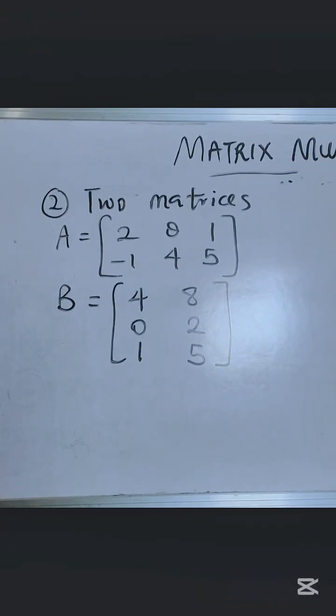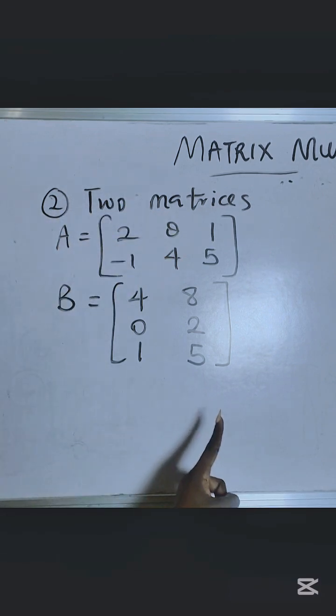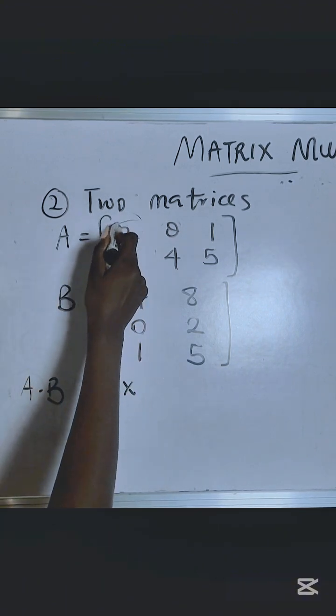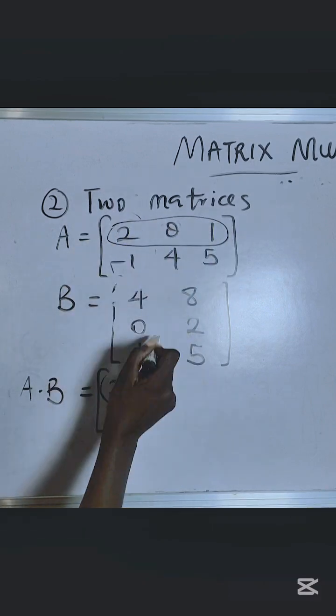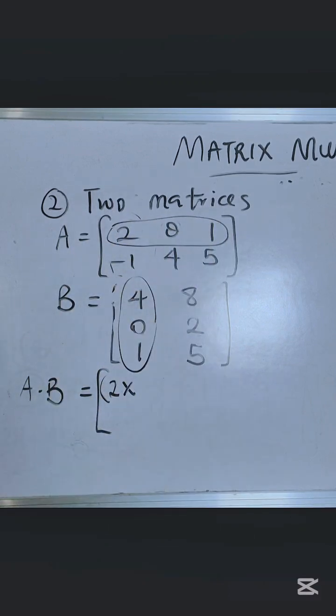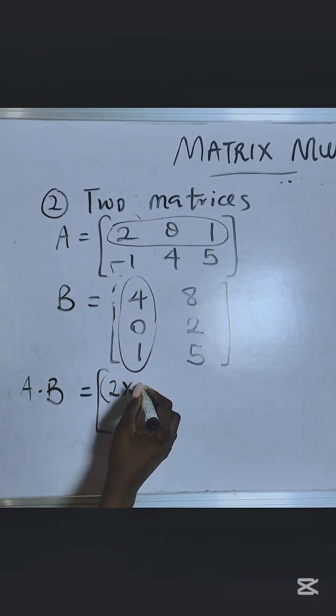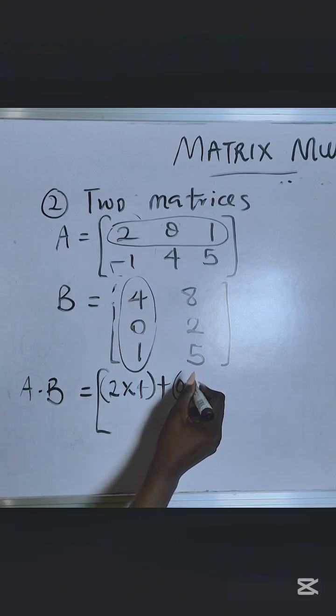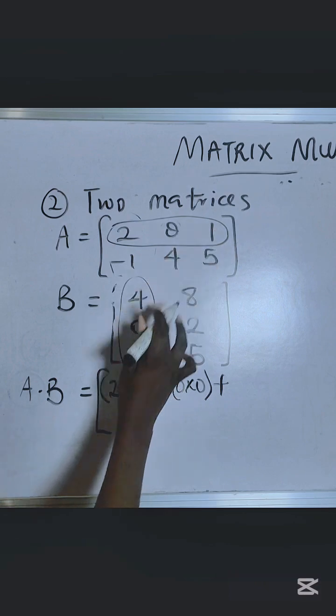But in the case of two matrices, the rule says that the number of columns in the first matrix has to be the same as the number of rows in the second matrix. That is the only way you can multiply two matrices. So right now, you have to pick the first row and multiply with the first column. So you say 2 times 4 plus 0 times 0 plus 1 times 1.